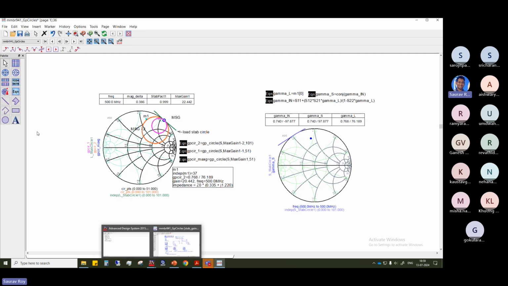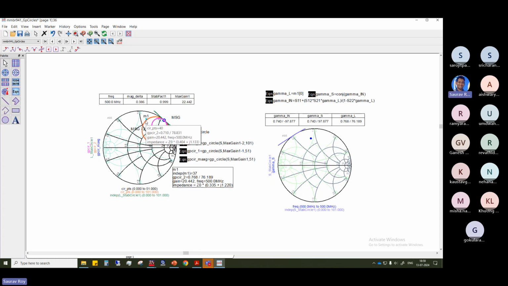First, we have to decide at this point what is the source and load reflection coefficient, or accordingly, what is the source impedance and load impedance. That is what we have to find out first from this point. So you understand, right? First, we decided a point where we are happy. We get some gain, we get stability, and then we decide what is the source impedance and load impedance at this point.